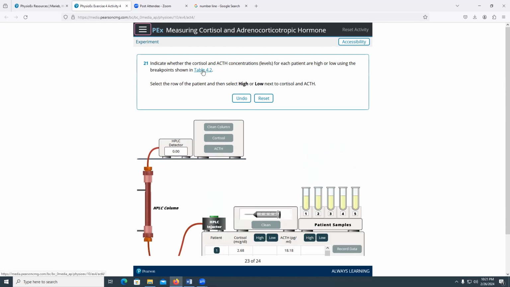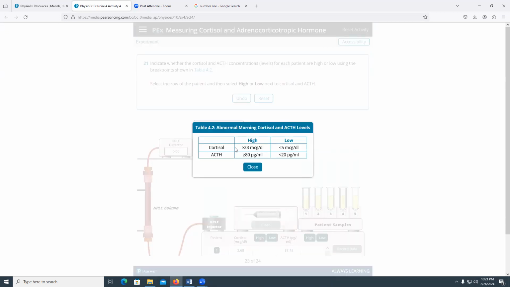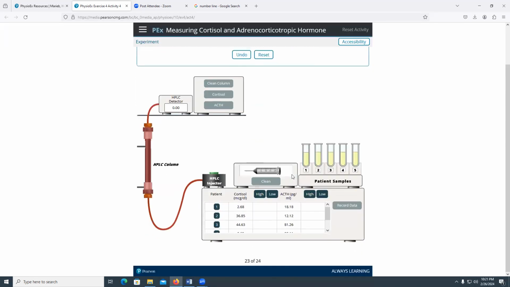Okay, so indicate whether the cortisol and ACTH concentration levels for each patient are high or low using the following breakpoints. So for cortisol, if more than 23 micrograms per deciliter, that's high. Less than 5, that's low. More than 23 is high. Less than 5 is low. Cortisol, less than 5, that's low. More than 23, that's high. Less than 5, that's low. More than 23, that's high.